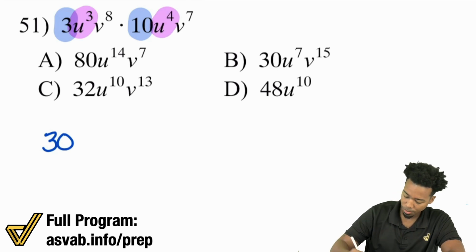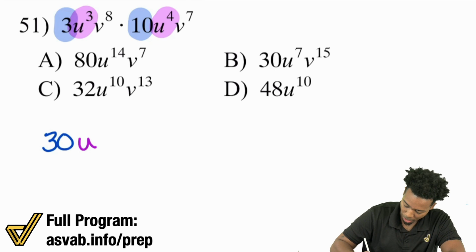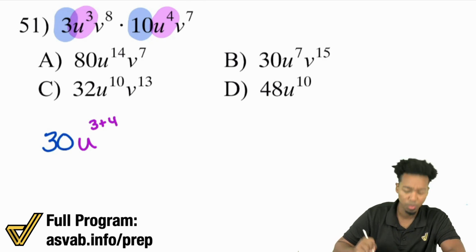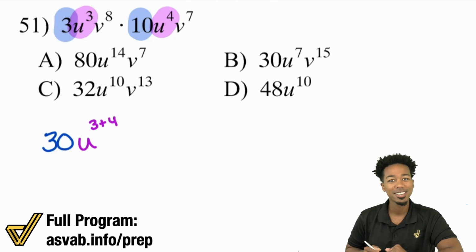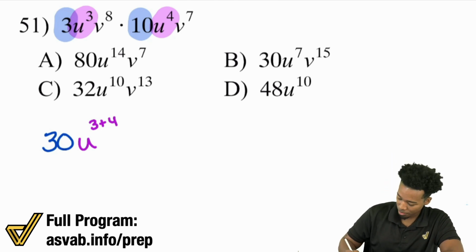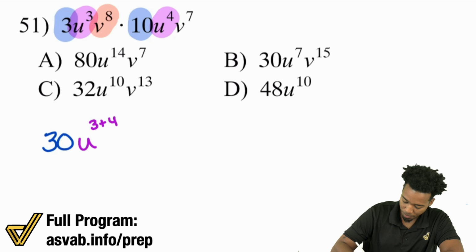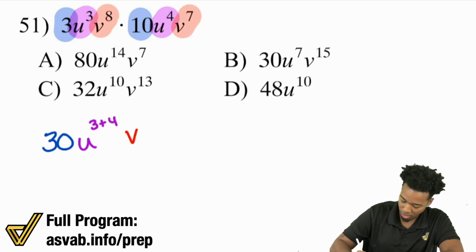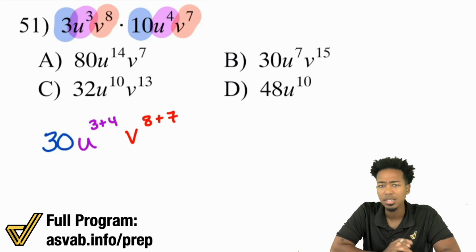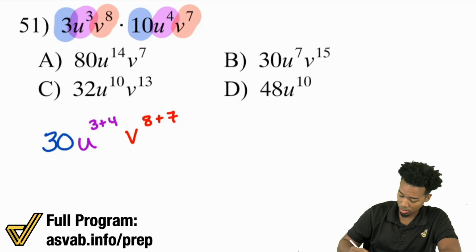What is that going to give us? Well, that'll end up being u to the power of 3 plus 4, which is going to be 7. I'll write that in a moment, but I'm going to take it nice and slow for us. And then we have the v over here, in red, v to the power of 8, v to the power of 7. So we'll write that over here as v to the power of 8 plus 7. Nice and easy here.